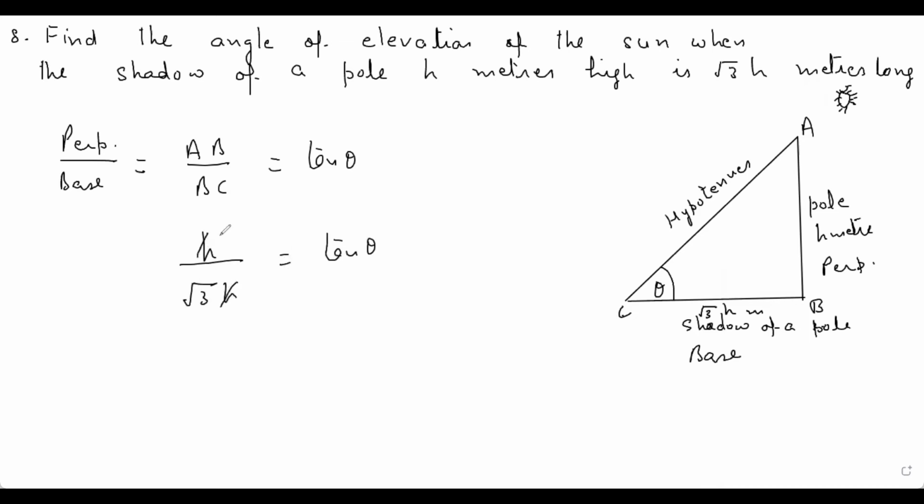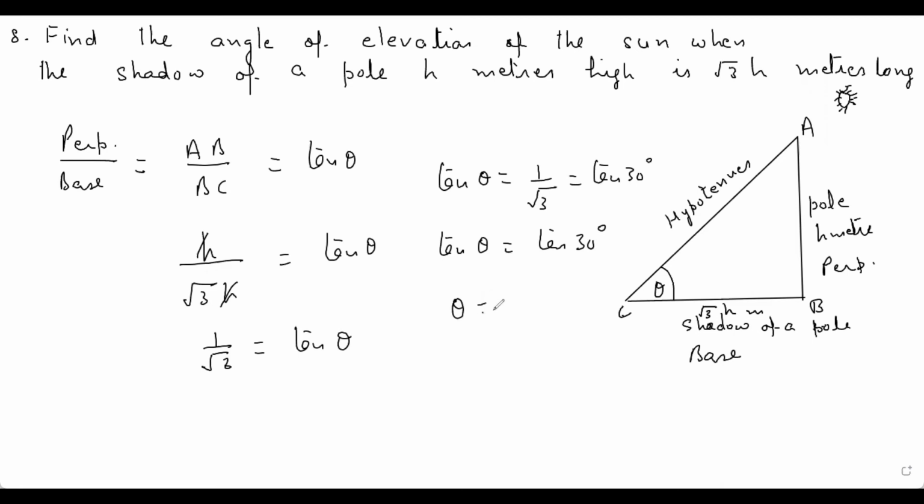H and H cancel. So I have tangent theta is equal to 1 by √3, and which is equal to tangent 30 degree. It is tangent theta is equal to tangent 30 degree. So it implies theta is equal to 30 degree. That is the angle of elevation of the sun when the shadow of a pole h meter high is √3 h meter long.